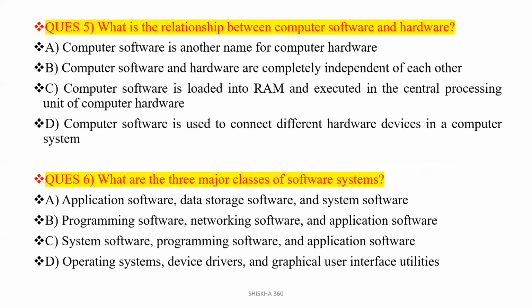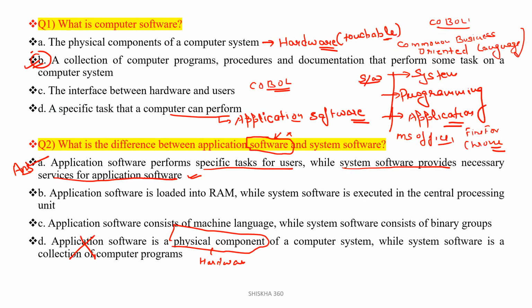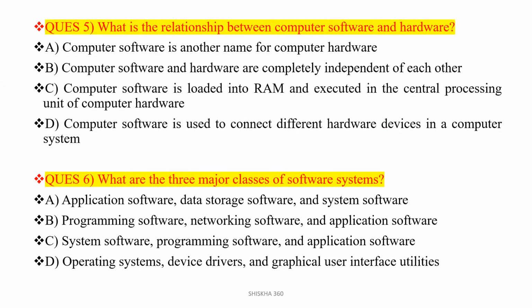Now move to the next question, question number 5. What is the relationship between the computer software and the computer hardware? I think we have already discussed this question. Yes, question number 3 and question number 5, I think. So now I will discuss once. Option A, computer software is another name. No. Computer software and hardware are completely independent of each other. No. Computer software is loaded into the RAM and executed in the central processing unit of the computer hardware. Clear? So this one will be the correct answer.